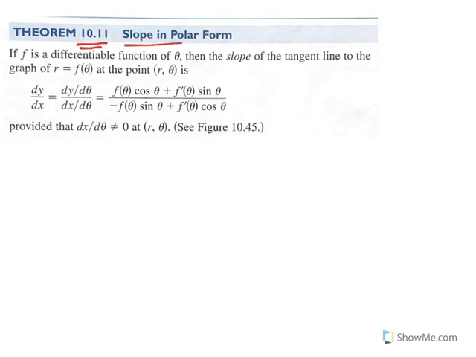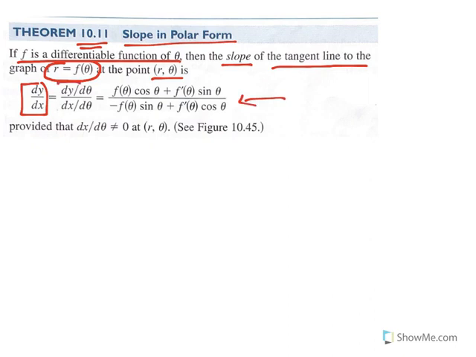So we just worked with Theorem 10.11, slope in polar form. If f is a differentiable function of theta, then the slope of the tangent line to the graph of our polar equation r is equal to f of theta at the point (r, theta) in polar coordinates is given by dy/dx. And of course we get this from the parametric form of the derivative, and here's the formula, provided that dx/d theta is not equal to 0 at the point (r, theta) in polar coordinates.